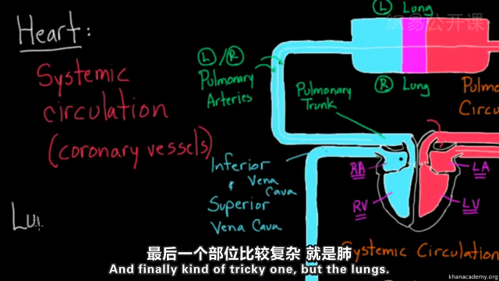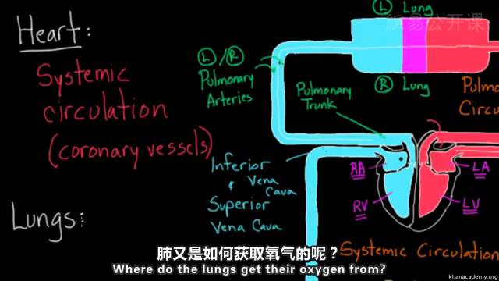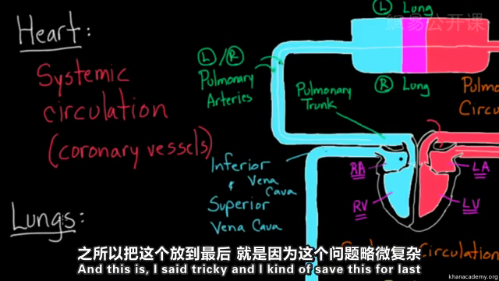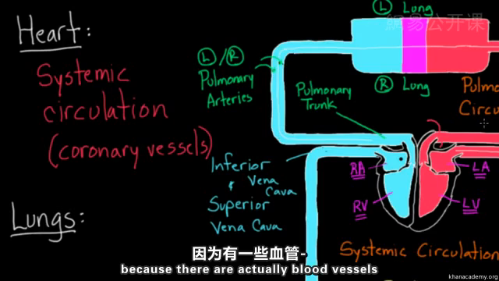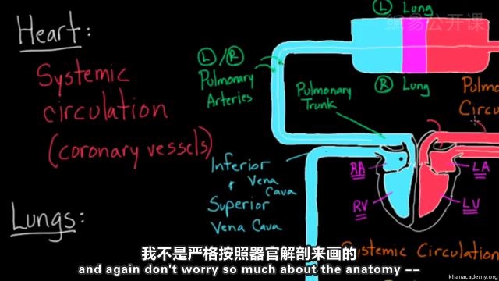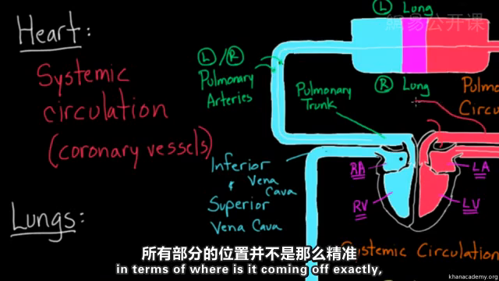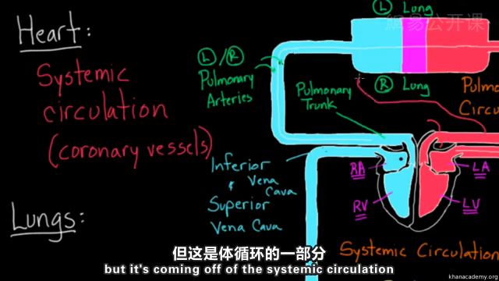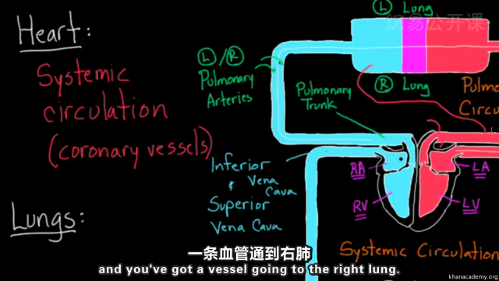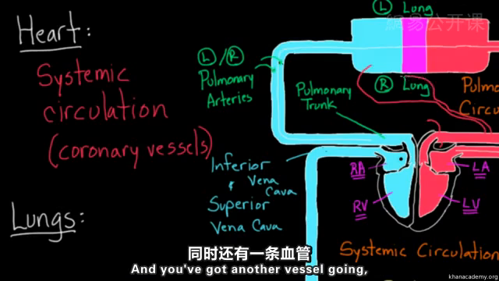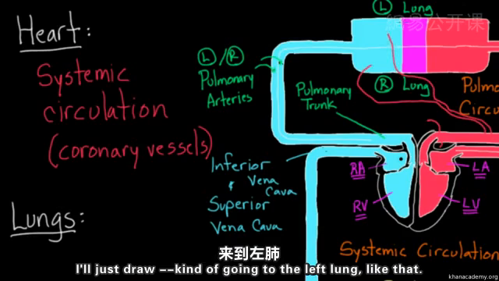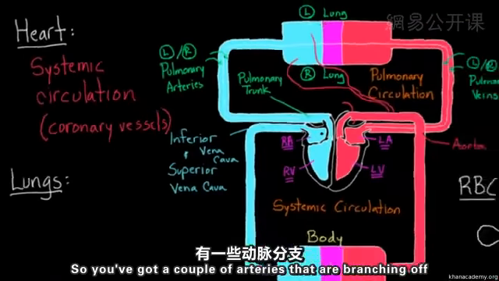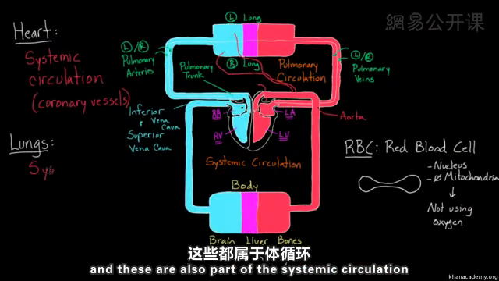And finally, kind of a tricky one, but the lungs. Where do the lungs get their oxygen from? And this is, I say tricky, and I kind of saved this for last, because there are actually blood vessels. And again, don't worry so much about the anatomy in terms of where it is coming off of exactly, but it's coming off of the systemic circulation, and you've got a vessel going to the right lung, let's say something like that, and you've got another vessel going, I'll just draw it kind of going to the left lung, like that. So you've got a couple of arteries that are branching off, and these are also part of the systemic circulation.